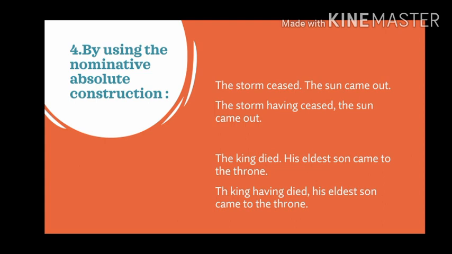Next sentence. The king died, his eldest son came to the throne. The king having died, his eldest son came to the throne.